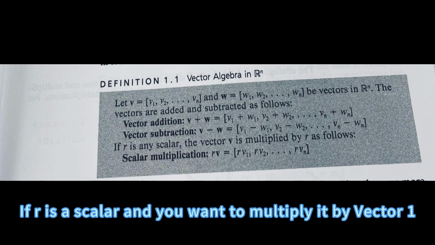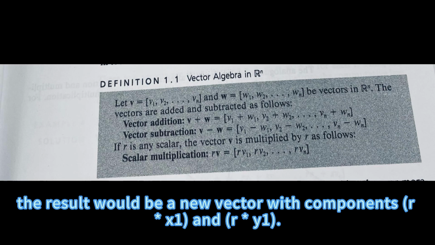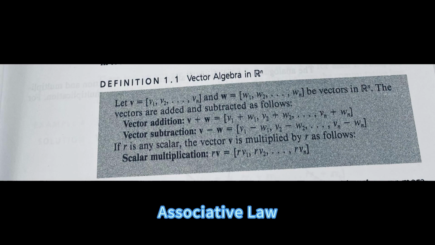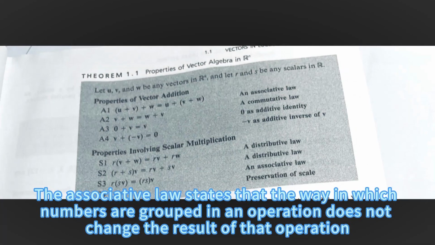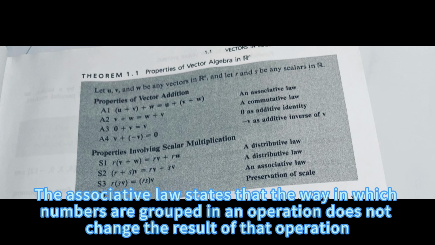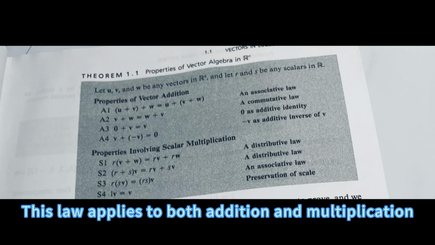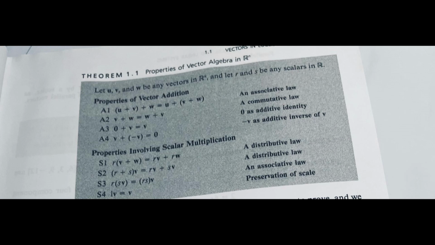If r is a scalar and you want to multiply it by factor 1, the result would be a new factor with components r multiplied by x1 and r multiplied by y1. The associative law states that the way in which numbers are grouped in an operation does not change the result of that operation. This law applies to both addition and multiplication.